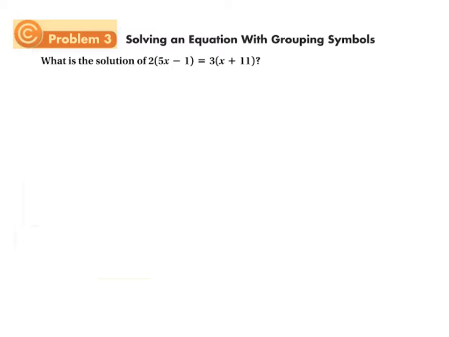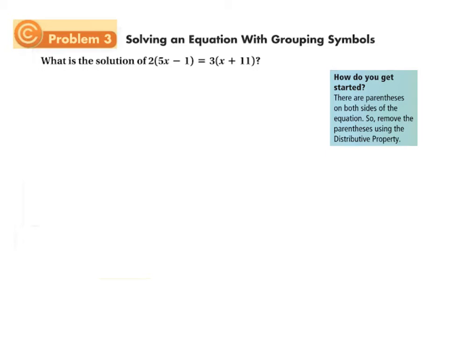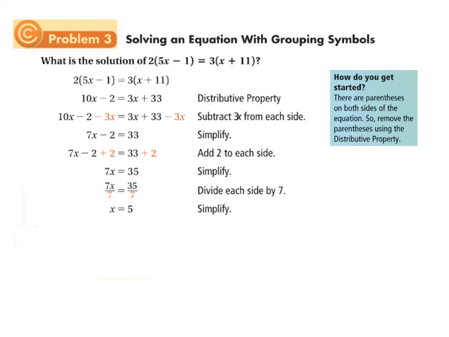All right. This problem essentially has you needing to do the distributive property to simplify each side before we get going any further. And you can see why in Unit 1 we practice the distributive property, because it now comes up in the context of a larger, more complex problem. So we need to be able to do it. Now, how do we get started? Remove the parentheses using the distributive property. Great, let's do that. And when you do that, distributing this, you get 10x minus 2 equals 3x plus 33.